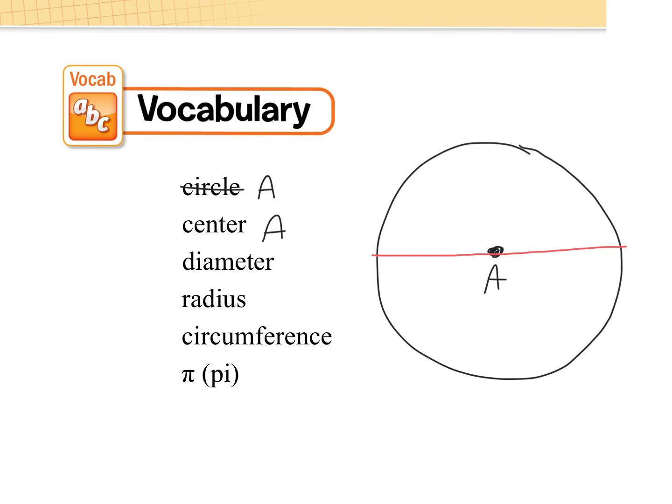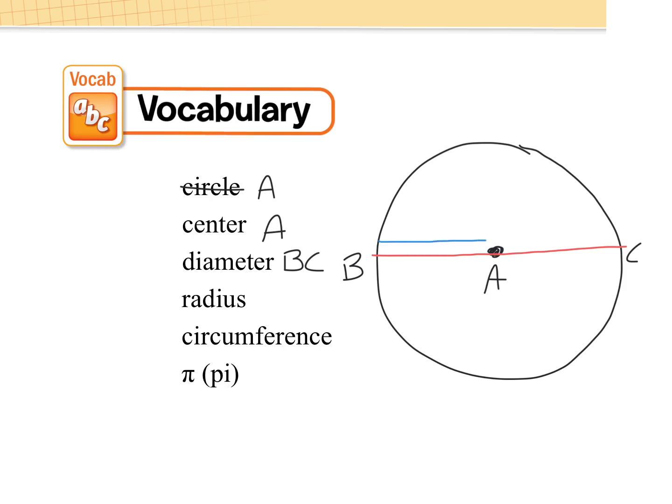Okay, and then I'm going to name its endpoints B and C. So our diameter, its name is BC. Diameter is the whole thing. Okay? What is the radius? Radius is half of the diameter. How many radii are there? There's 2.